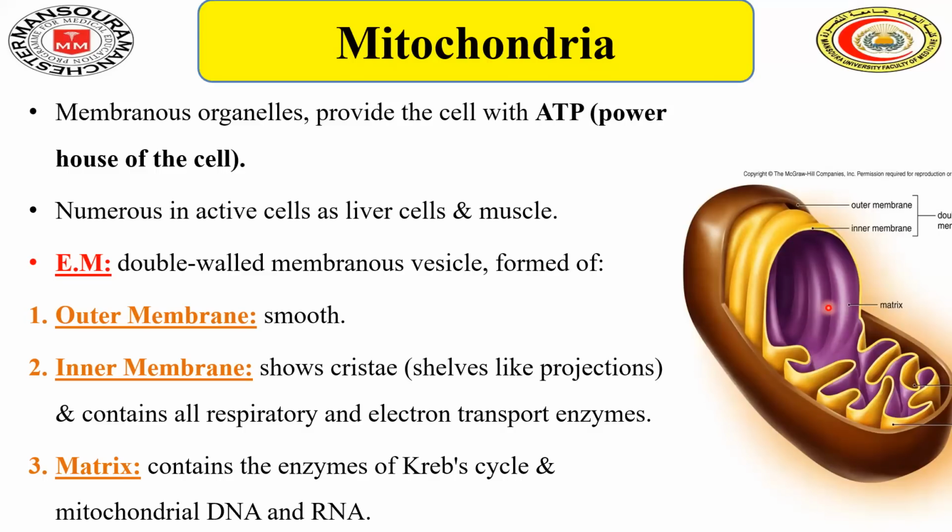We call it the same way, the matrix, but here it is the matrix of mitochondria. It's not the matrix of the cell. So this cavity is filled with a fluid called the matrix. This matrix also contains enzymes, but these are Krebs cycle enzymes. In addition, it contains DNA and RNA of mitochondria. So mitochondria have their own DNA and RNA, which are separate from those of the nucleus. So here again are the components of mitochondria: the outer membrane, which is smooth, the inner membrane showing cristae, and the matrix inside, containing enzymes of the Krebs cycle, and DNA and RNA of mitochondria.